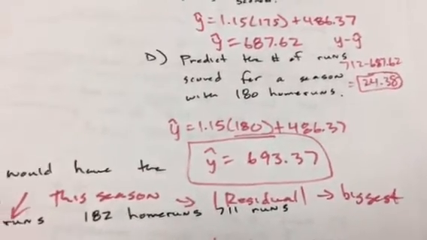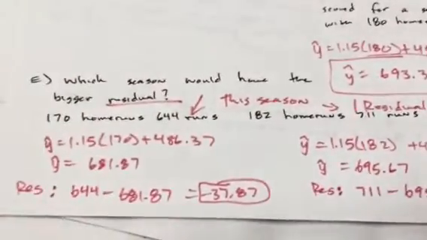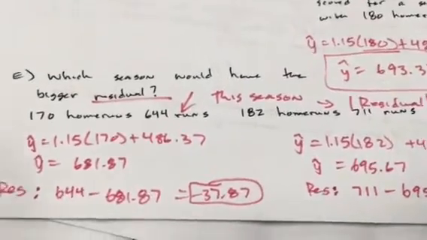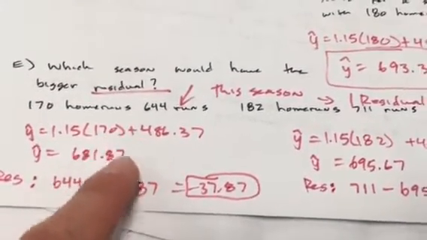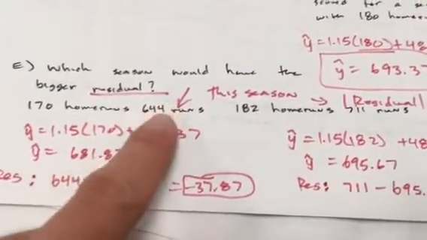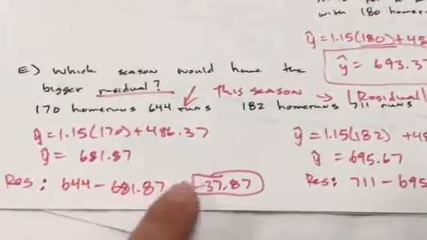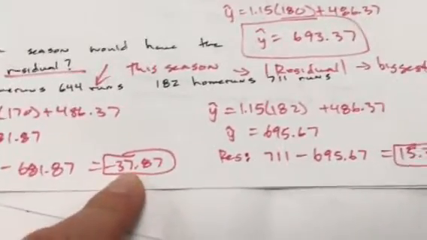Predict the number of runs scored for a season with 180 homers. Plug 180 in for x. And then which season would have the bigger residual? Plug 170 in for x. They should have done that. In real life, they did 644. 644 minus that is a negative, almost 38.